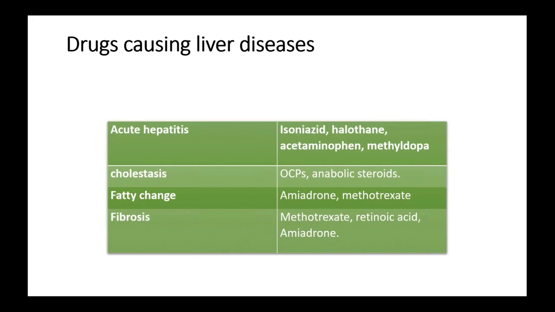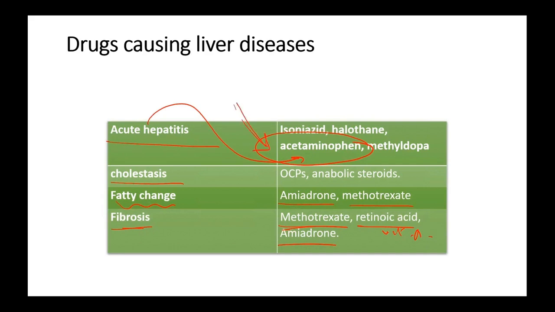So we already discussed acute hepatitis, cholestasis. So drugs causing fatty change: amiodarone, methotrexate. Fibrosis can be caused by methotrexate, vitamin A, amiodarone. Acute hepatitis can be caused by Tylenol. Don't forget that.